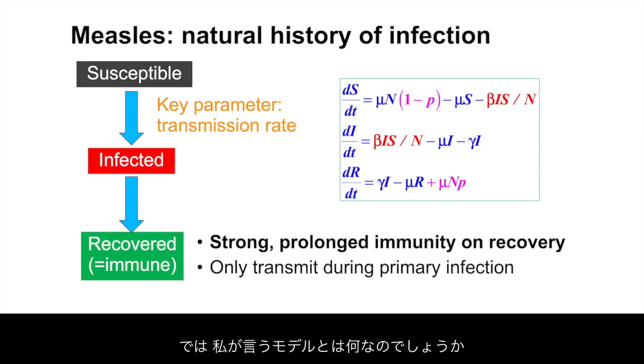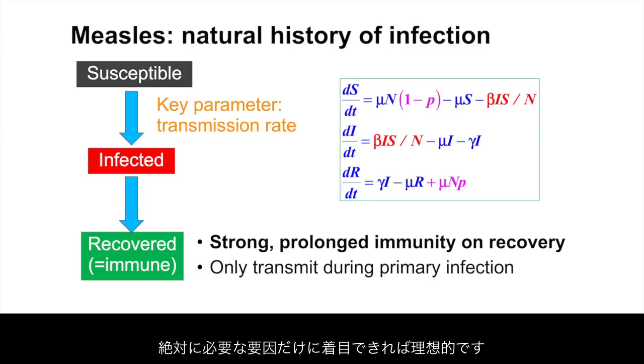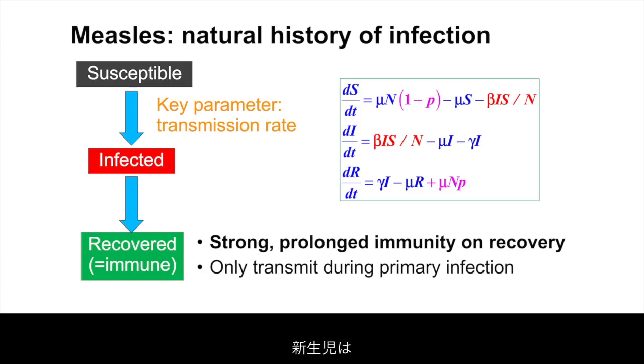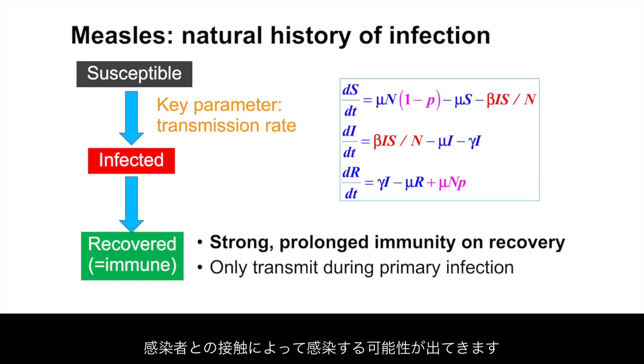What do I mean by a model? It's an attempt to capture key biological features of a system to explain observed patterns. Ideally, we focus only on absolutely necessary details. Here's a picture that captures a very simple model for the natural history of measles infection. When they are born, babies can have immunity from their mothers. This wanes over a few months. They then become susceptible to infection and can acquire the infection by contact with infected people.